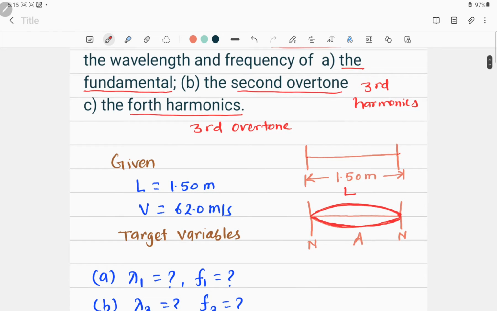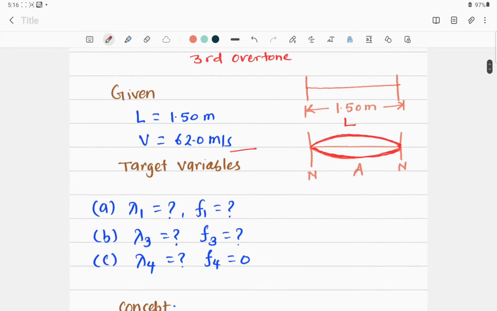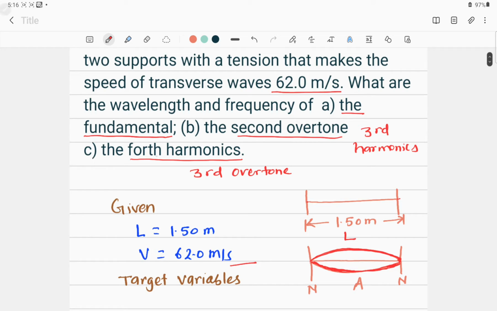Okay, so given in this problem, we have two things. One is the length, 1.5 meters, which is the length of this string, and the other is the speed of the wave generated in this rope, which is 62 meters per second. In 1 second, the wave is traveling 62 meters. So we have to find the fundamental frequency and wavelength, which is the minimum frequency or wavelength possible here, and the second overtone, the third harmonic, and the fourth harmonic, which is the third overtone.